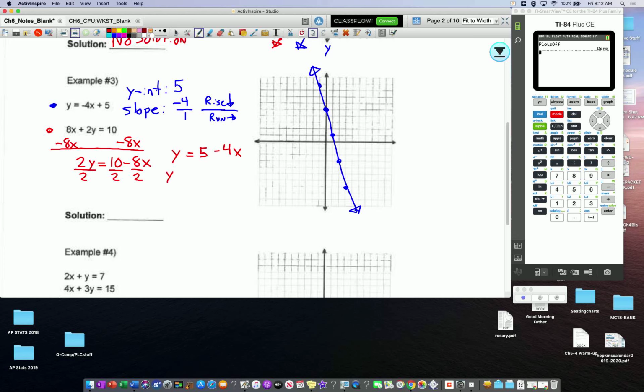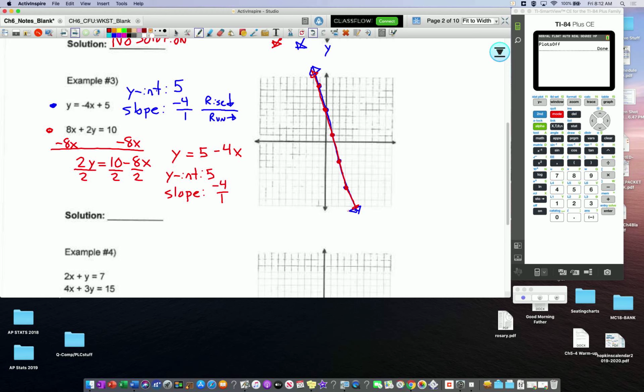My y-intercept is 5. My slope, -4 over 1. When I go to graph this, look at what happens. There it is at 5. Slope down 4 to the right 1. Down 4 to the right 1. Oh my goodness, I'm getting exactly the same equation.